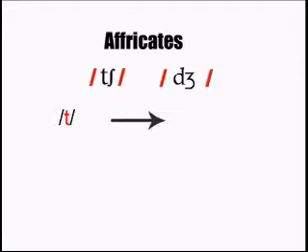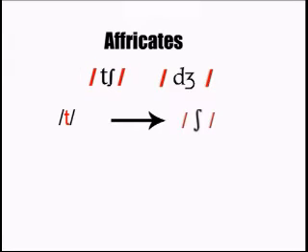In this lesson, we will learn about affricates: ch, j. These sounds are a combination of a stop and a fricative, making one new sound. That's to say, the sound begins with a stop and ends with a fricative.